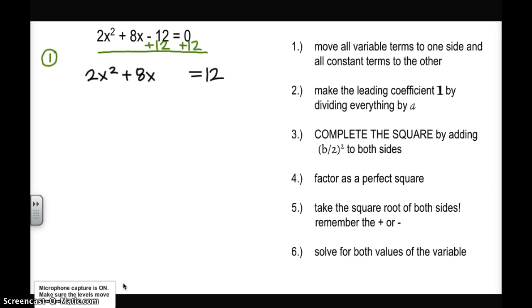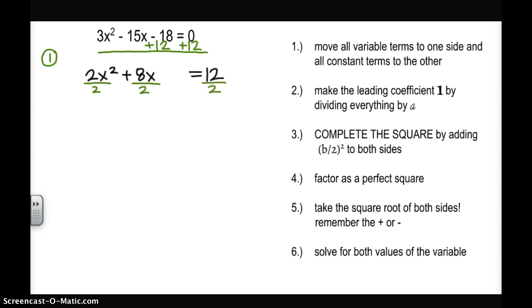Step 2, make the leading coefficient the number 1 by dividing everything by a. Remember, a is the letter that we want in front of the x squared term. So make the leading coefficient 1 by dividing everything by a. Right here, the leading coefficient currently is 2. So we need to divide every term by 2.